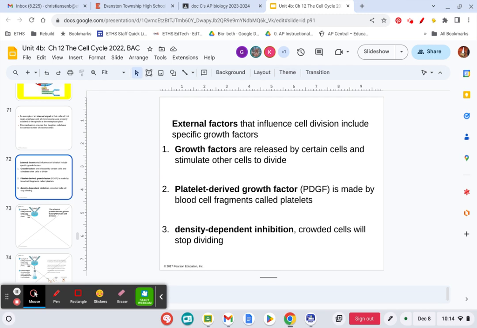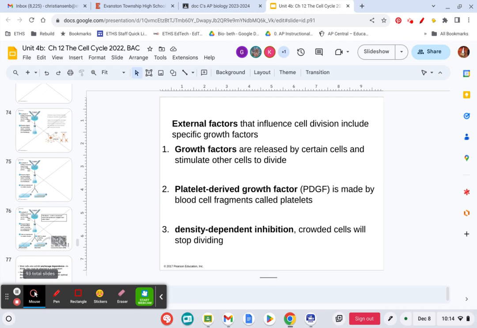Another external factor that can influence cell division would be density. If there's a lot of cells around, that typically will cause the cell to second guess or to inhibit its growth, so that it's not going to continue to the point where it's got to divide and make new cells. It doesn't want to go through cell division if it's already crowded with cells. If you've got enough cells, you don't want to continue growing.